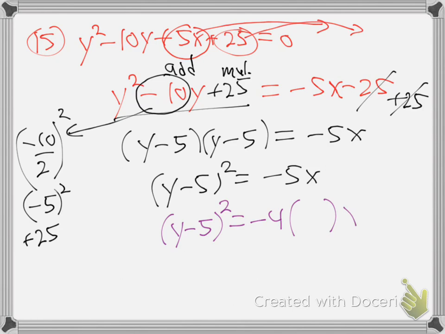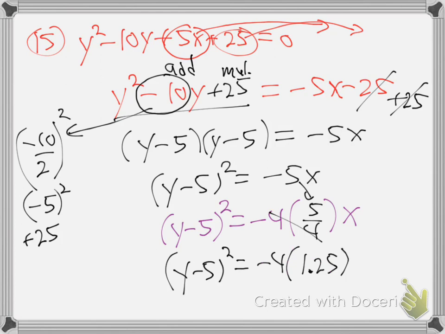Force a 4 out. And what number's got to be in there? Well, you take what they gave you, the 5, and you put it over 4, because those would cancel and still be negative 5. Use your calculator. That's going to be 5 divided by 4, 1.25x. So you're right, the center, if you went on to graph it now, would be 0, 5, because there's no number next to x. In other words, it's the same thing as x minus 0, isn't it?